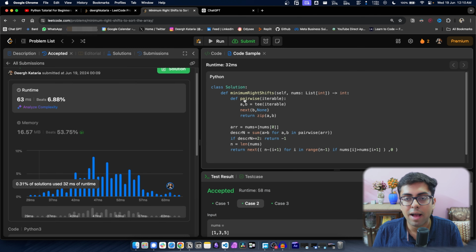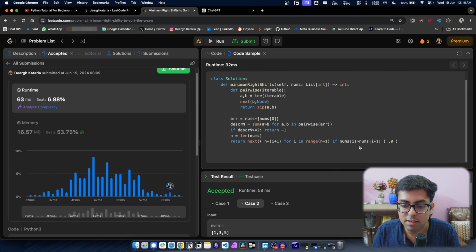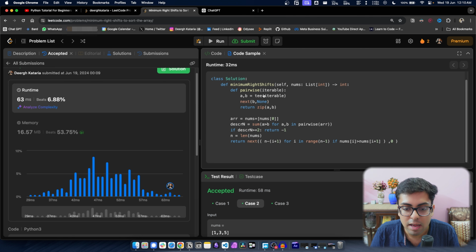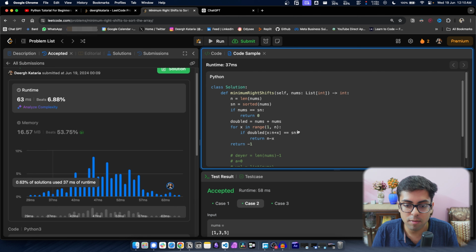Again, you just look at the question. See, when you look at a solution like this, a part of you is just disappointed because you know you would never be able to think like that. What the fuck is T and next and zip? I have no idea about this. Let's look at somewhere in between.